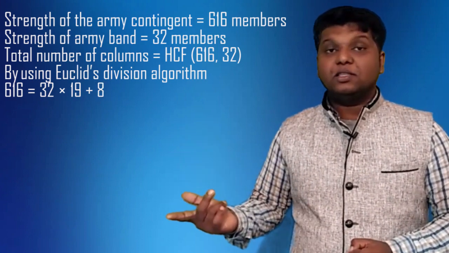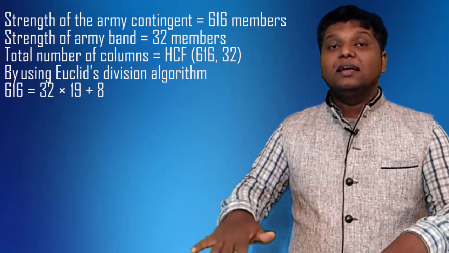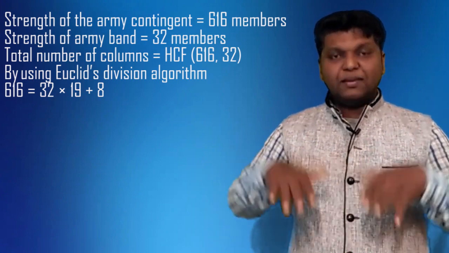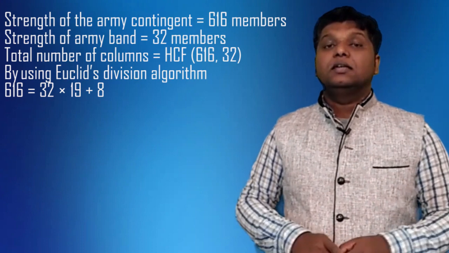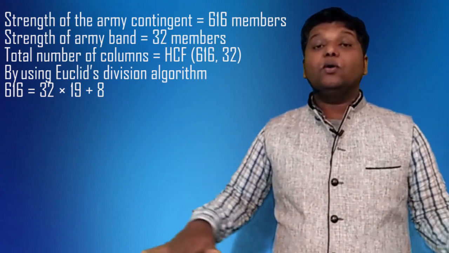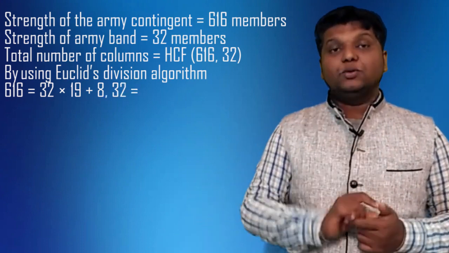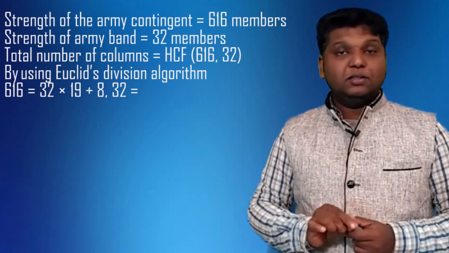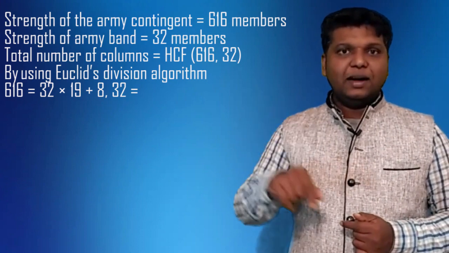So as the remainder is not 0, we will have to again follow the same rules. Again we have to repeat the same steps, the same algorithm, in the next step. So now 32 will come here. 32 is equal to that remainder 8 divided by 8.